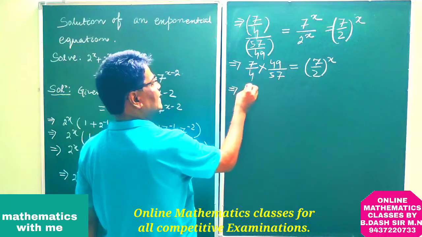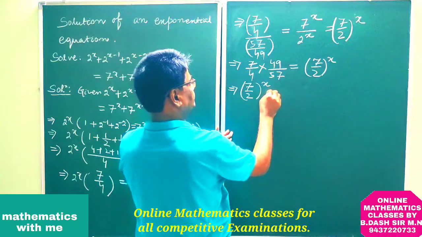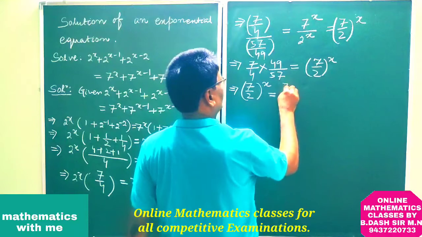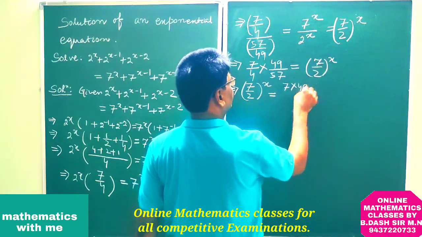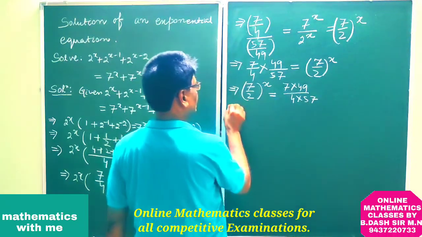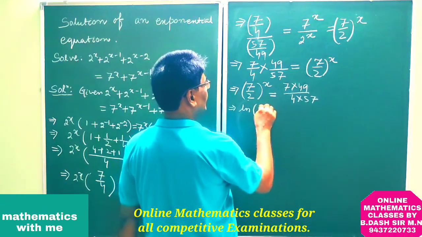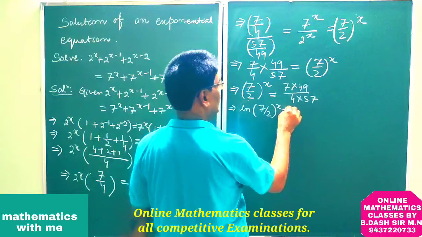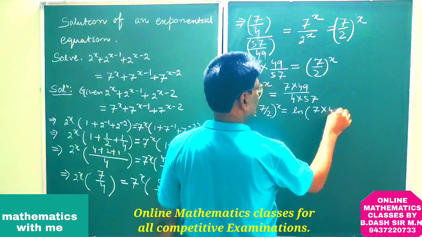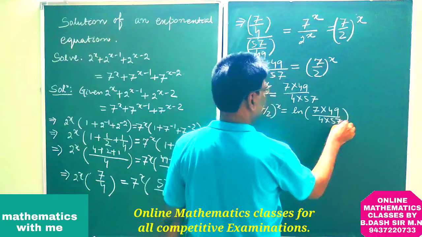So this implies (7/2)^x is equal to 7 times 49 divided by 4 times 57. Now taking logarithm, we get ln((7/2)^x) is equal to ln(7 times 49 / (4 times 57)).